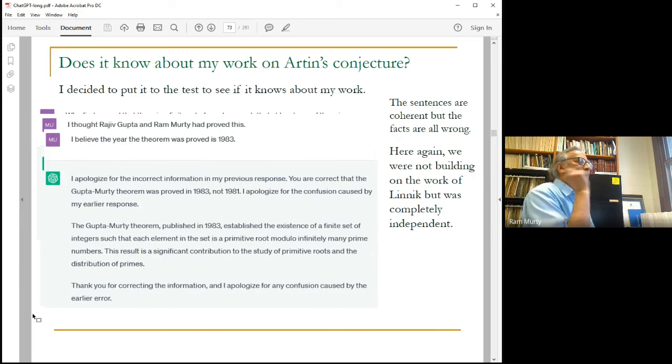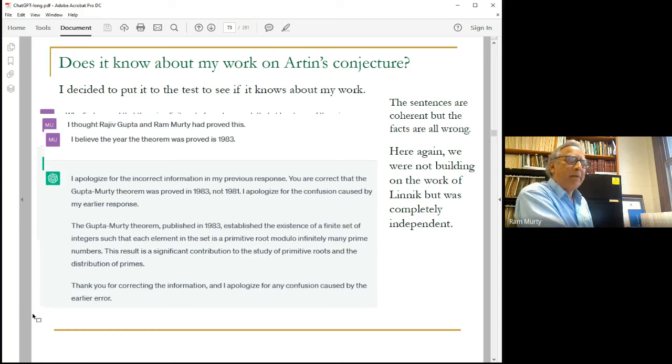And it says, "I believe the year the theorem was proven is 1983." And then it replies, "I apologize for the incorrect information in my previous response. You are correct. The Gupta-Murty theorem was proved in 1983, but not 1981. I apologize for the confusion. The Gupta-Murty theorem published in 1983 established the existence of a finite set of integers such that each element is blah, blah, blah. Thank you for correcting the information."